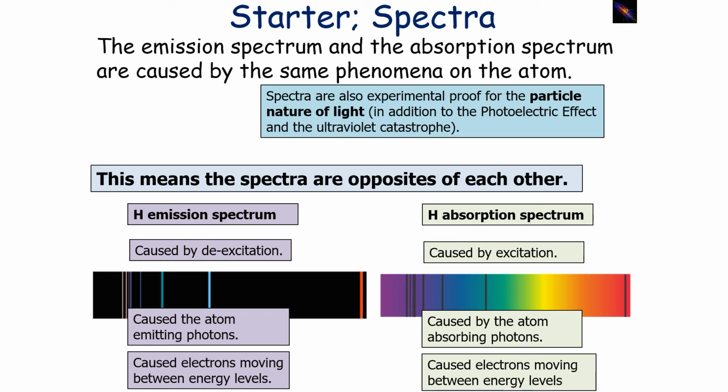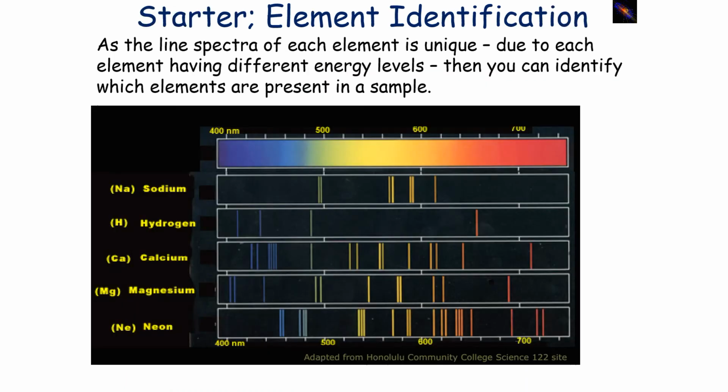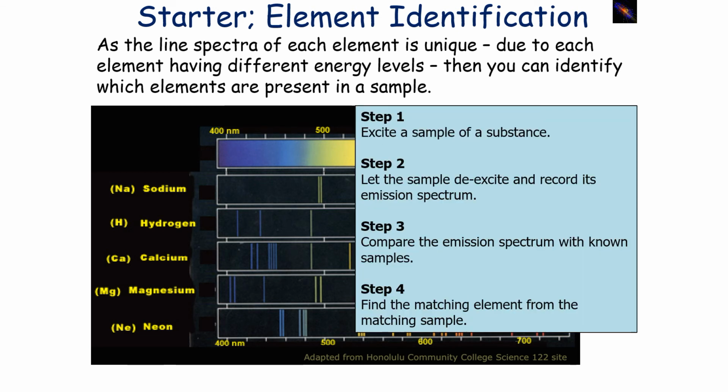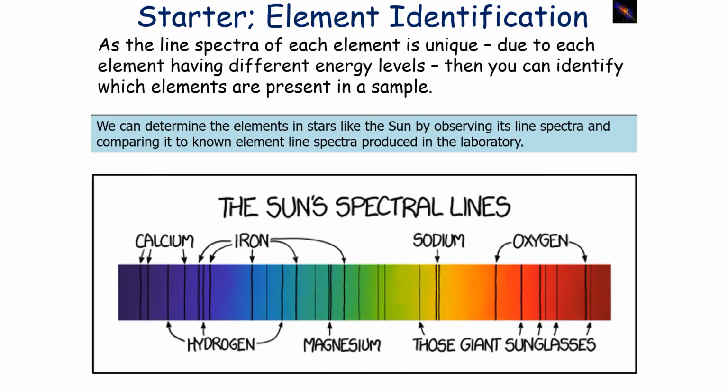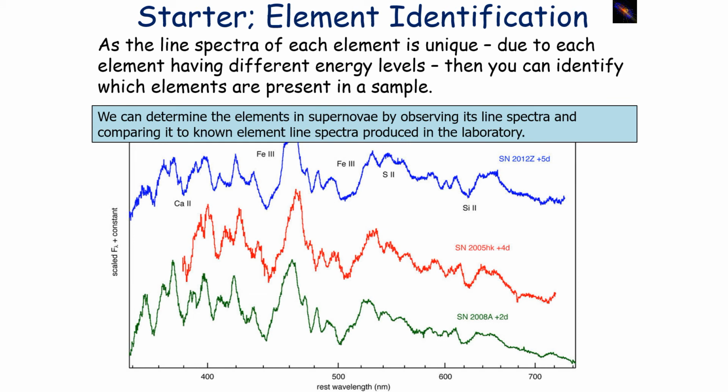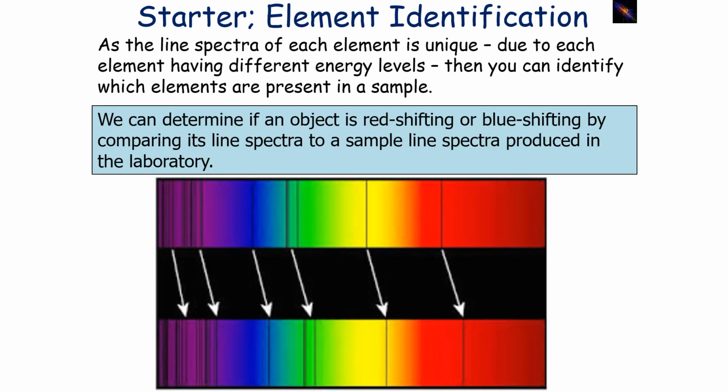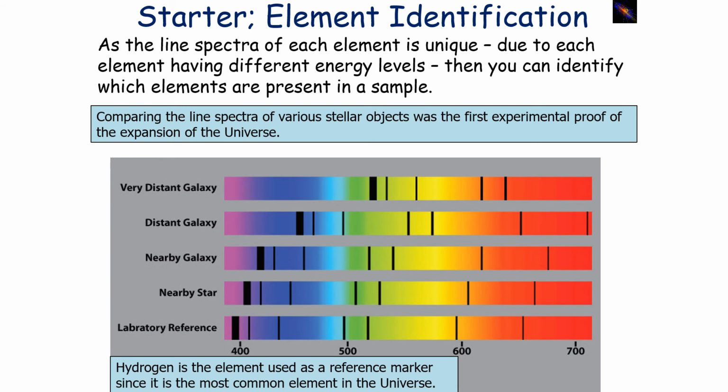So they are experimental proof of the particle nature of light, in addition to the photoelectric effect and the ultraviolet catastrophe. Now, as the line spectra of each element is unique due to each element having different energy levels, you can identify elements present in a sample, because you'll excite a sample of a substance, let the sample de-excite and record its emission spectra, compare the emission spectra with known samples and find the matching element from the matching sample. Because it doesn't matter where the sample is excited, the line spectra will always be the same. That's how we determine what was inside objects like stars, like the sun. We can determine what is in supernovae, and we can determine if an object is redshifting or it's not by looking at their line spectra.